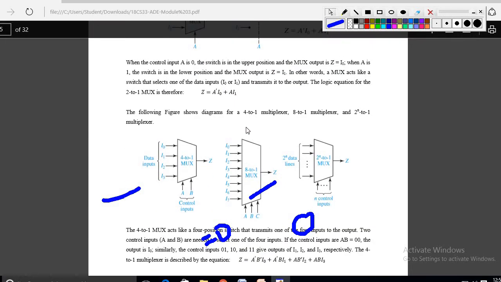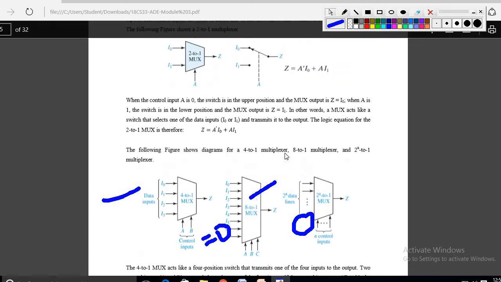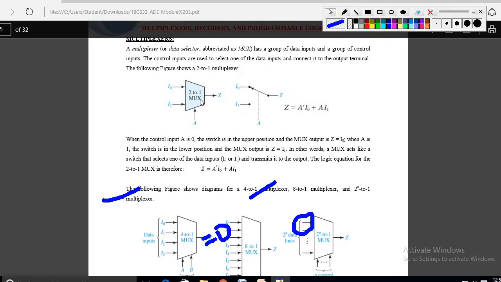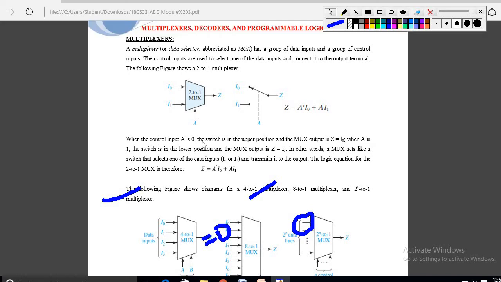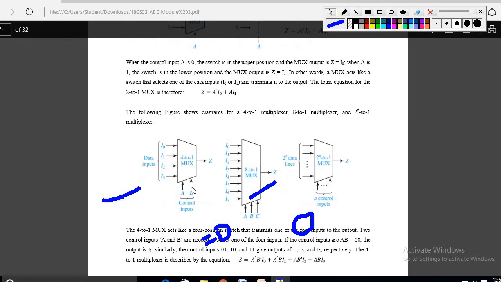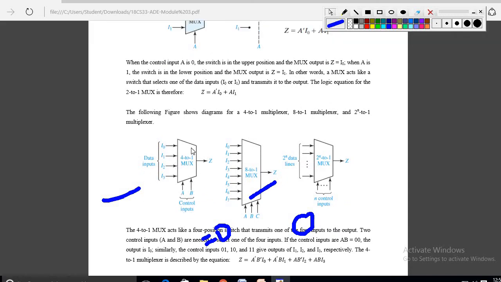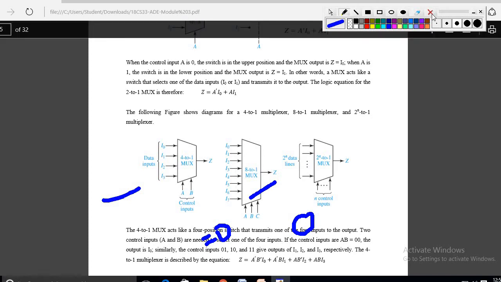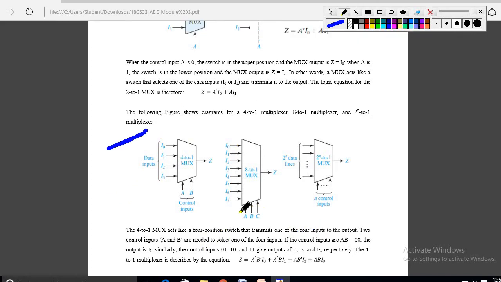Okay, the following figure shows the 4:1, 8:1 multiplexers and 2 power n to 1 multiplexers. So this is simple. 2 to 1 means 2 data inputs, 1 control input. Here 4 to 1 multiplexer means 4 data inputs, 2 control inputs. Now you have got the idea. So these 2 control inputs will select these data inputs. Is it clear? For the 8:1 multiplexer, what will happen? These three, here ABC, for the 8:1 multiplexer.